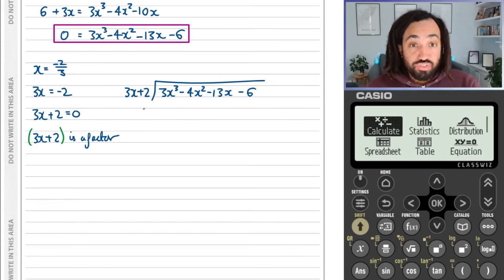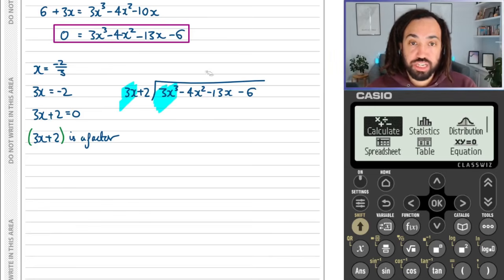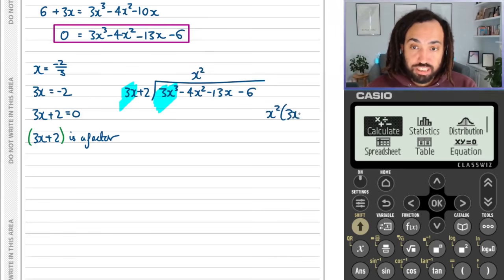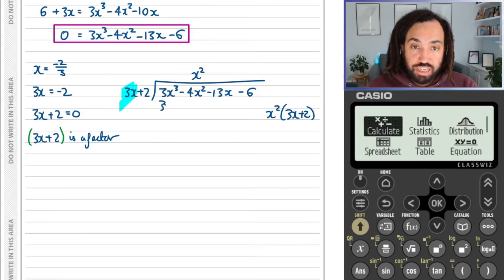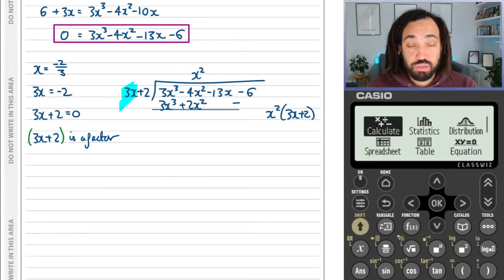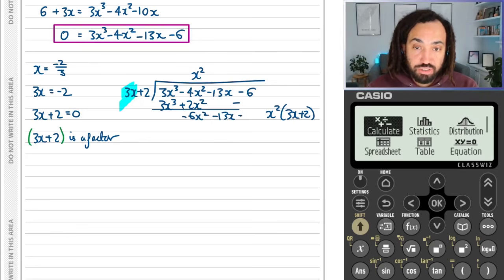Okay, so polynomial division. We take the lead term, which is 3x cubed, and we divide it by the lead term of the divisor, which is 3x, and this gives us just x squared, and then we multiply x squared by the 3x plus 2, and we write that below. So this is going to be 3x cubed and then plus 2x squared, and then we're going to subtract. Now the 3x cubed minus the 3x cubed goes to 0, minus 4x squared minus 2x squared gives minus 6x squared, and then these terms here come down as well.